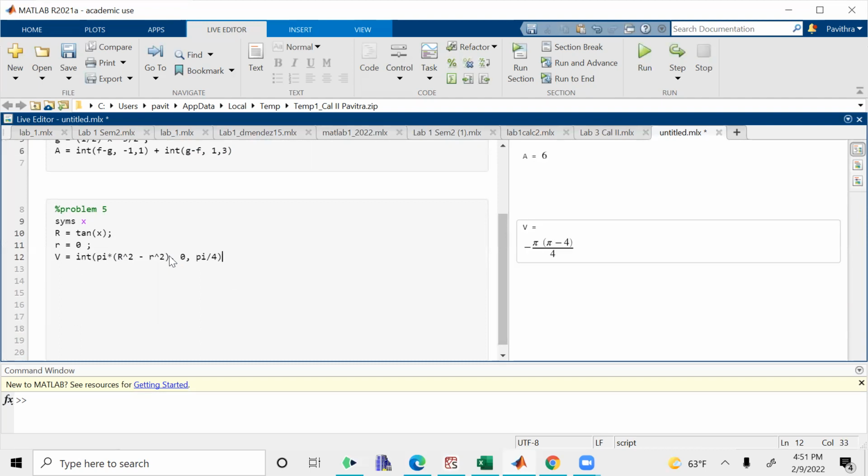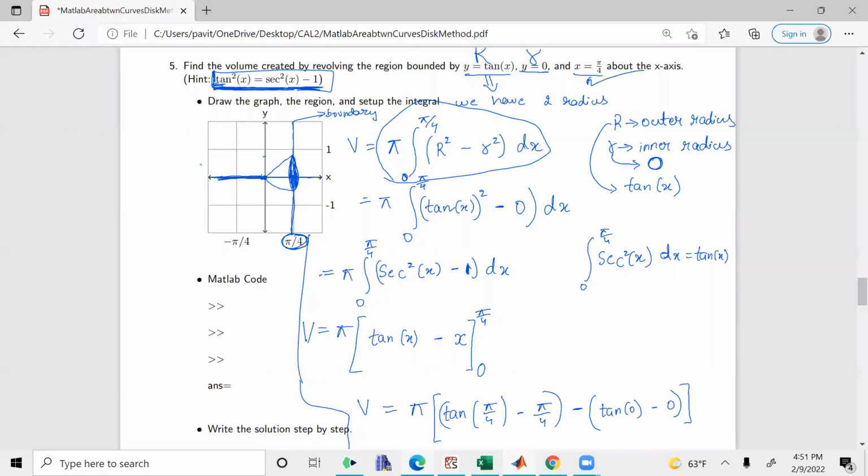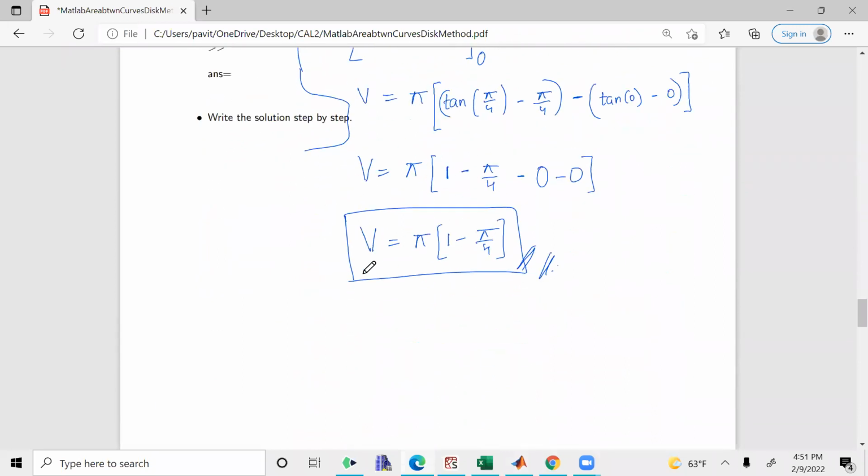That's it. Minus pi into pi minus 4 by 4. Now the answer which we got was this. Now, if you're wondering the answer is not the same, it is the same. All you have to do is take LCM. This becomes 4 minus pi by 4. Multiply pi inside. That will give you 4 pi minus pi squared by 4. Okay? Fine.